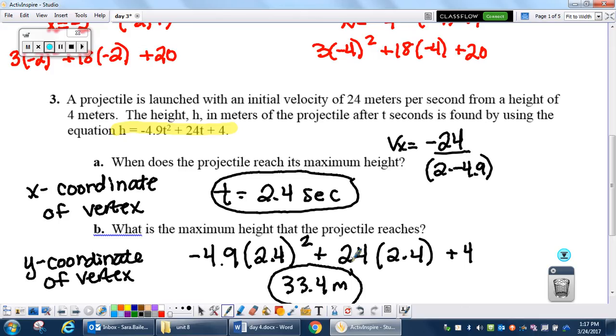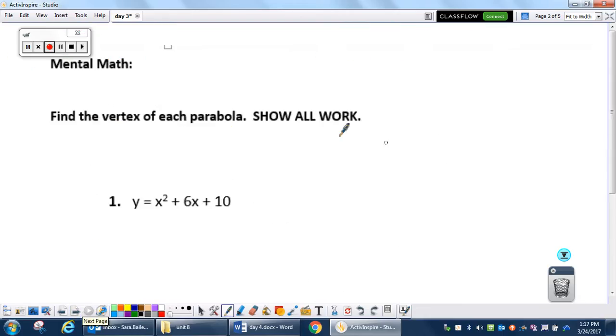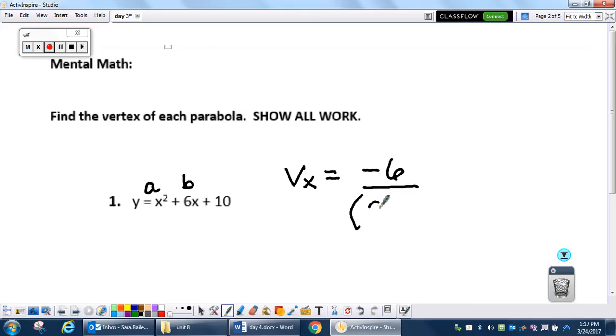All right. So if you flip over to the back, I will briefly go through how to find the vertex of the parabola. You're going to be given an equation. Your a is always in front of the x squared. Your b is always in front of the x. So to get the x coordinate, you do the opposite of b, which is going to be negative 6. And then you must make sure you put that bottom half in parentheses or do it separately. Because negative 6 divided by 2 times 1 is negative 3.